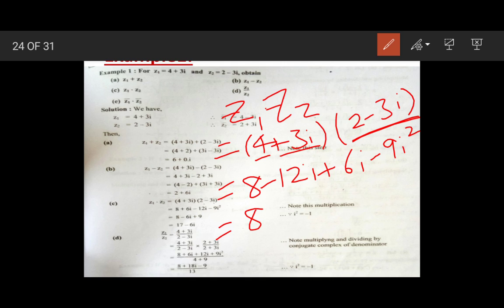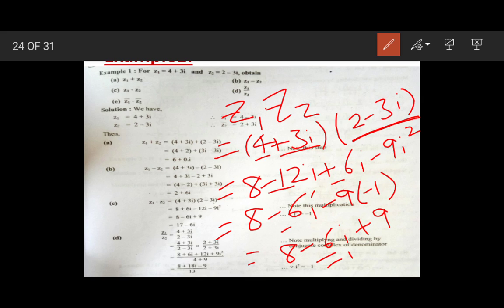Then I am taking plus 3i and multiplying with the whole bracket, so plus 6i, then minus 9i square. So that is equal to 8 minus 12i plus 6i, that will be minus 6i, and minus 9 into i square, where i square is minus 1. So that is equal to 8 minus 6i, minus minus is plus 9. So 8 plus 9 is 17. 17 minus 6i. So z1 into z2 is 17 minus 6i.